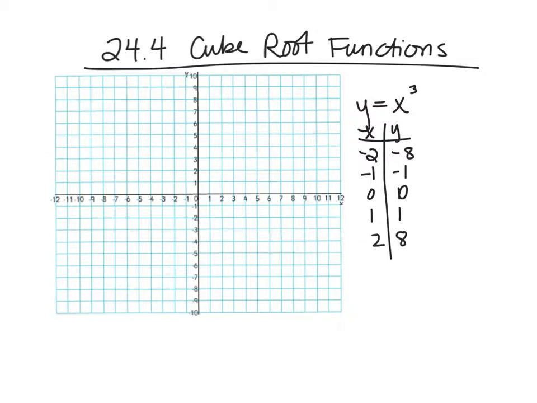Now because we're doing the inverse, that means we're talking about the function y equals the cube root of x. All right, so to do that, that just means I'm going to switch my x and my y values. So that means negative 8 is negative 2, negative 1, 0, 0, 1, 1, 8, and 2.